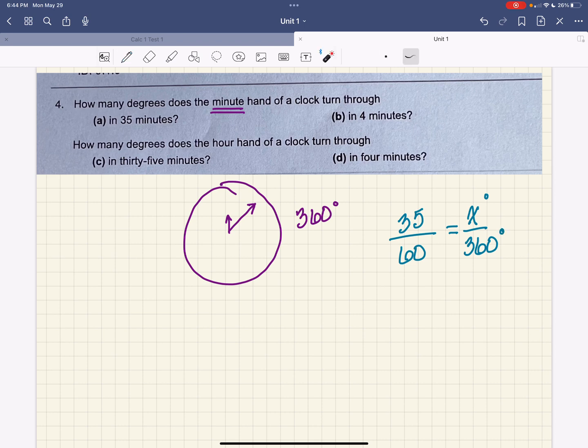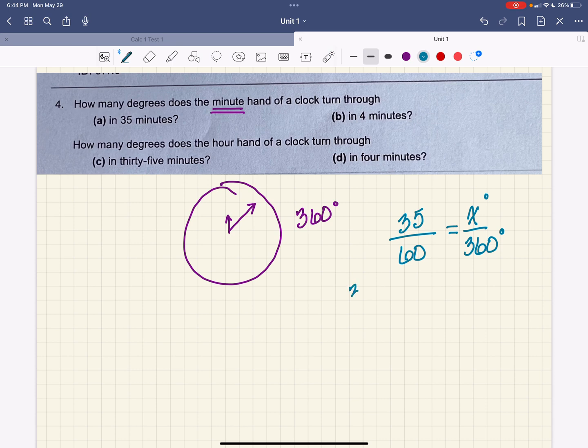So this right here is minutes, 35 out of 60 minutes. And this is my unknown. I want to know how many degrees does the minute hand go through in 35 minutes? Now, if you think about 30 minutes, in 30 minutes, it will have gone halfway around. So that's 180 degrees. So now what I can do is I can cross multiply.